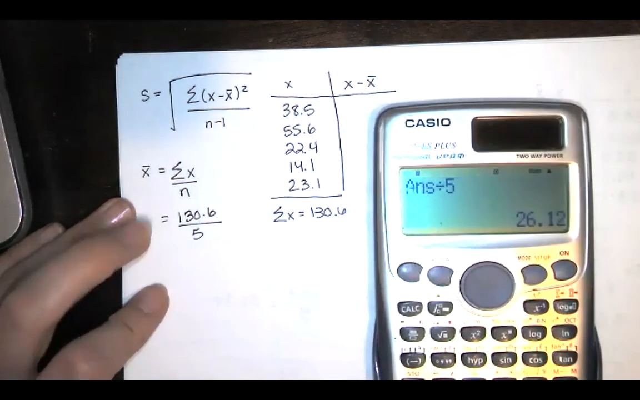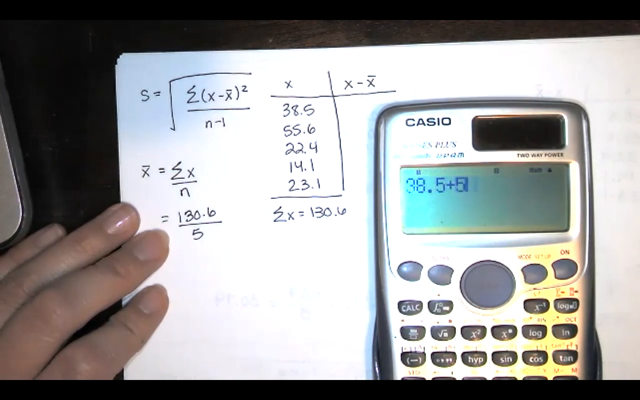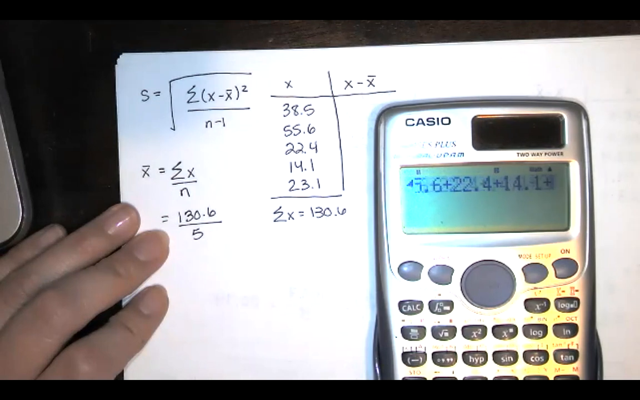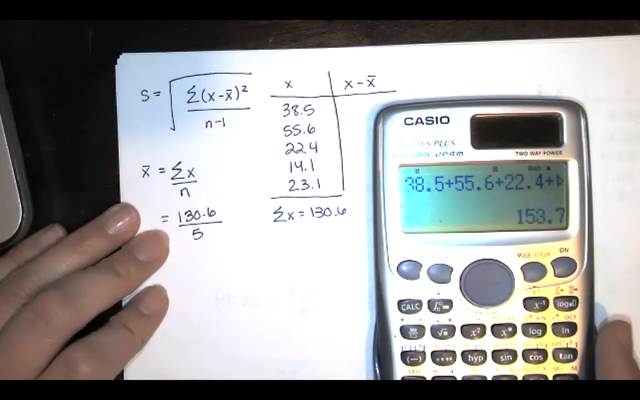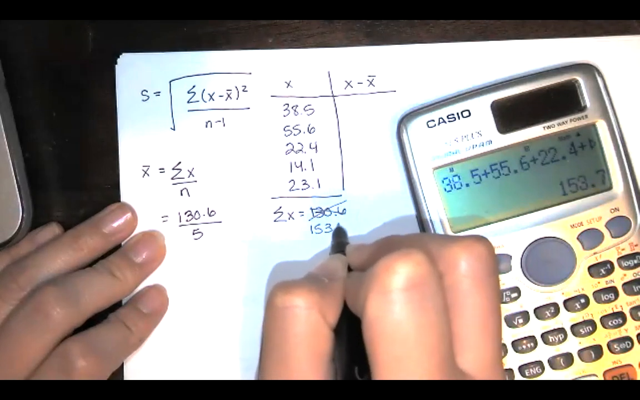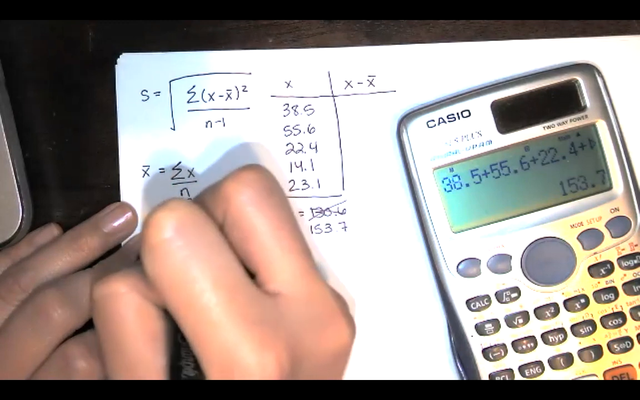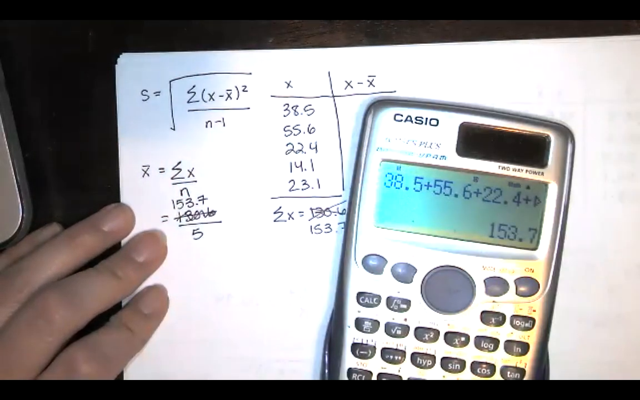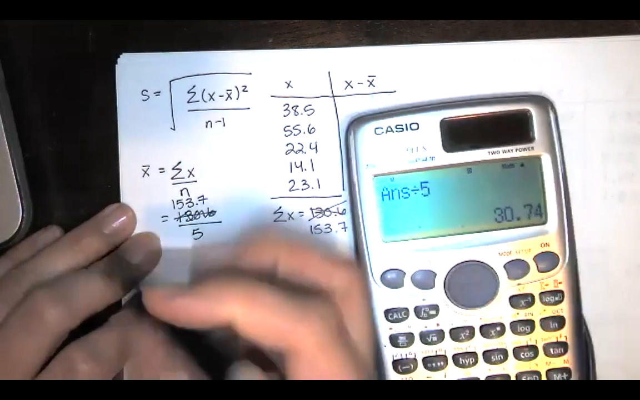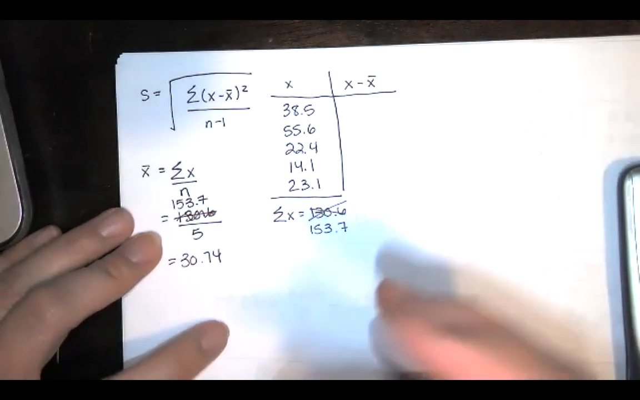I feel like I got different values last time I tried this. 153.7. I don't know how I messed that up. I must have missed a number. So 153.7 divided by 5. There we go, 30.74. That's what I remember when I did this before.